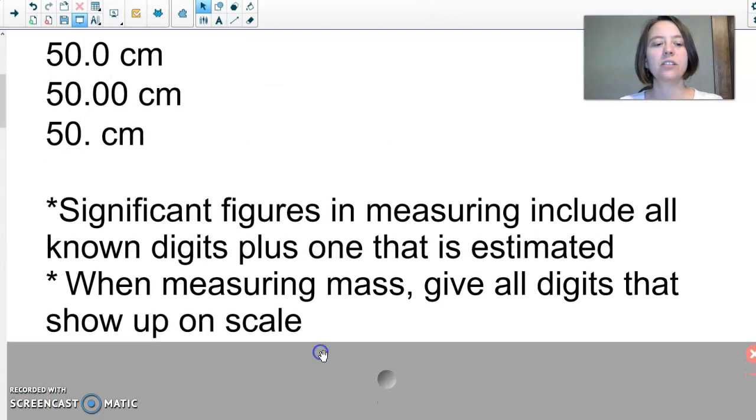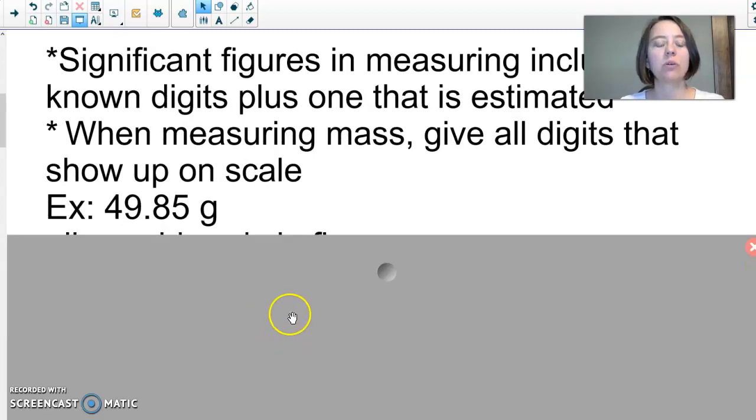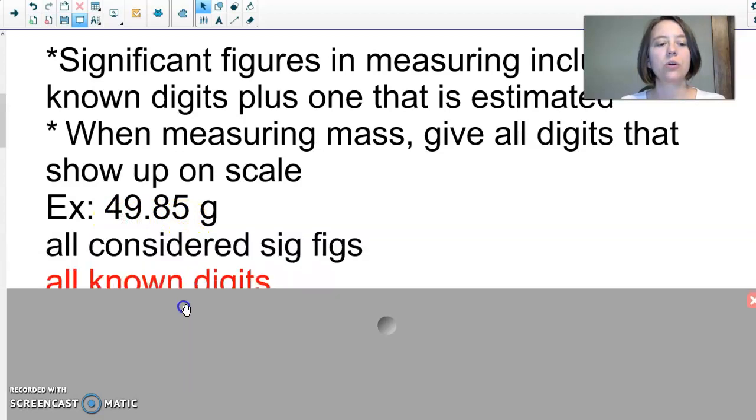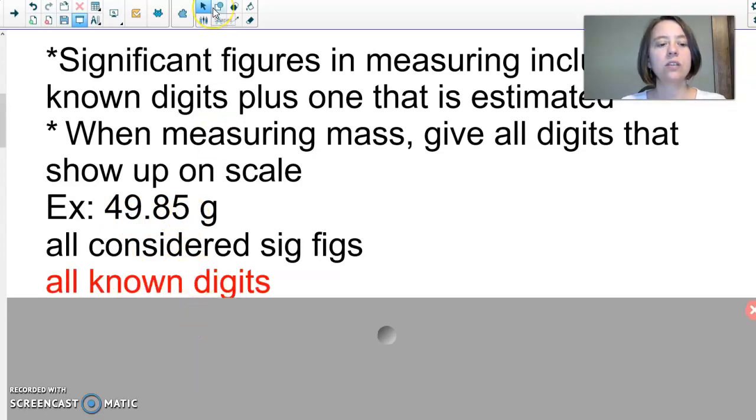What else? So significant figures, and please do write all of this down. Significant figures in measuring include all known digits plus one that is estimated. When you're measuring mass, give all the digits that show up on the scale. All of those are considered significant. So for example, if we were to read something on the scale, we know that our balances go to the hundredth of a gram. So all four of these digits are considered significant and known digits.